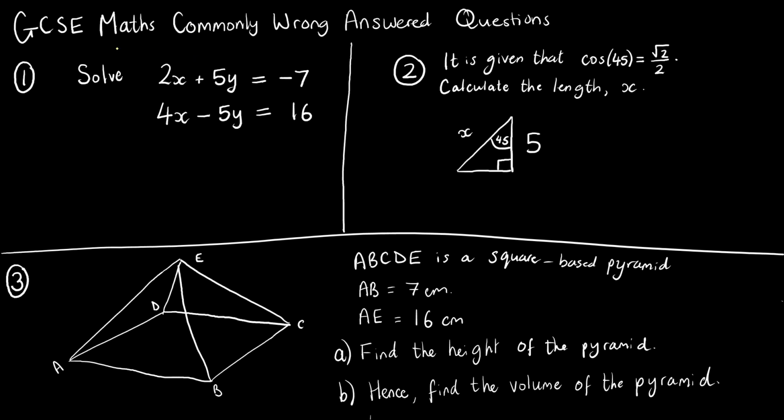So, let's look at this first one. So we've got simultaneous equations. We've got 2x plus 5y is minus 7, 4x take away 5y is 16. It's quite a standard question. We've got that the y's match up. We've got a matching coefficient. We've got the same number in front of the y's.